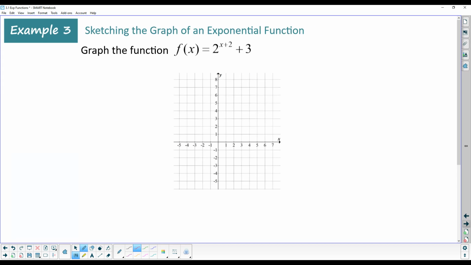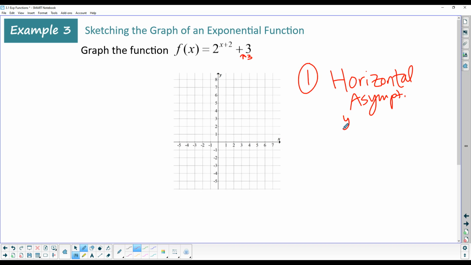Okay, let's sketch a graph. So we have the function f of x equals 2 to the power x plus 2, plus 3. So when you're graphing these, the first thing you want to do is sketch in your asymptote. Usually the asymptote is 0, so you're just looking for, did that thing shift up or down? So ours shifted up 3, so the asymptote is at y equals 3.